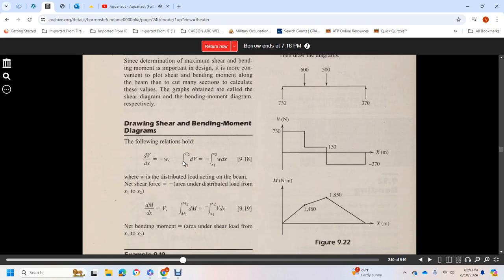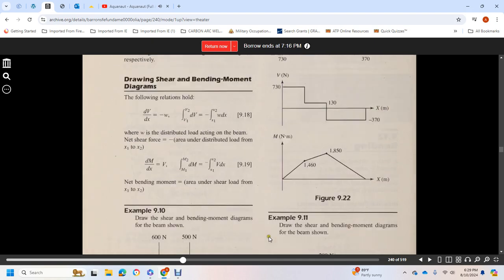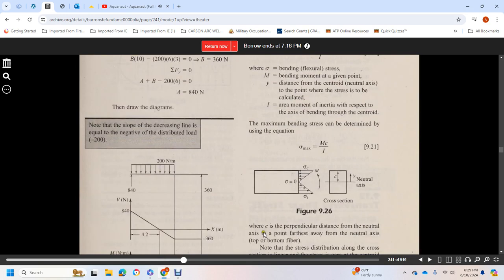When drawing the shear and bending moment diagrams, use the following relations: dV over dx equals the negative of w, and V2 minus V1 equals the negative integral of w dx from x1 to x2, where w is the distributed load acting on the beam. The net shear force equals the area under the distributed load from x1 to x2. The net bending moment equals the area under the shear diagram from x1 to x2. And then we'll continue on.